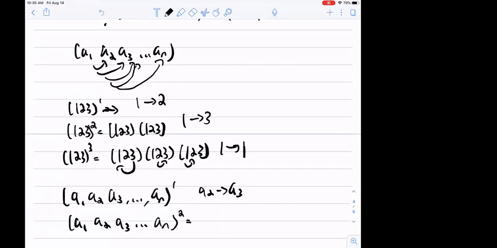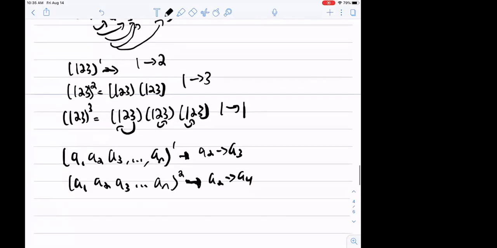I'm skipping the commas, but I'll put arrows. So here, A2 goes to A4, right? And then so on and so forth. And after n times, A2 goes back to A2. It's the same idea. Each time you're moving a step forward. So when you square, you move 2 steps forward, and then 3 steps forward.